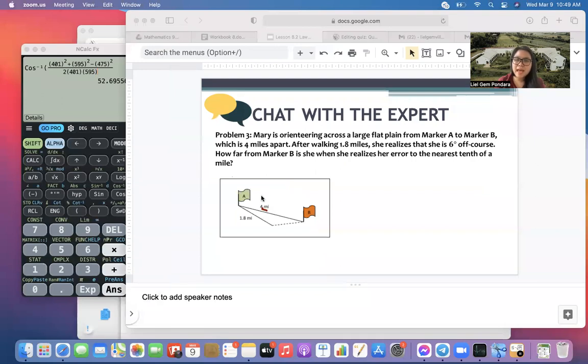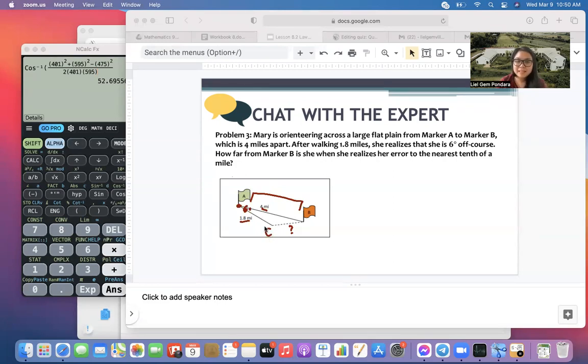There, it's given. After walking 1.8 miles, so from here, this is supposed to be the direction of Mary. But after walking for 1.8 miles, she realized that she's 6 degrees off course. 6 degrees. It means she did not follow the path that is supposed to be taken. How far from marker B is she when she realized her error to the nearest tenth of a mile? So we are looking for this one. Now, we can name this C.